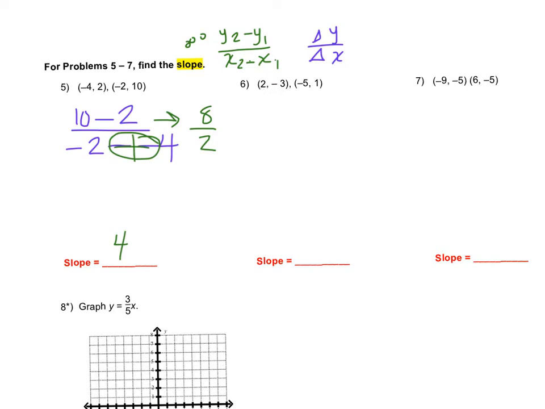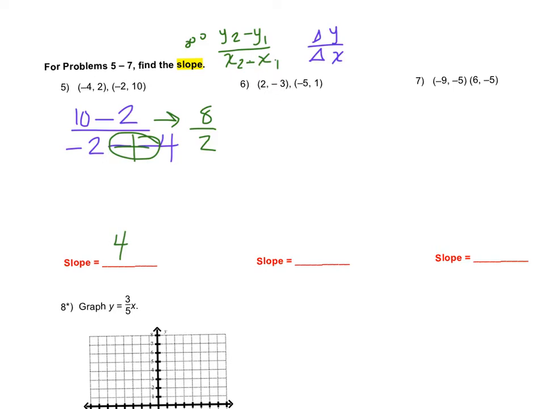So if one of the questions gives you the answer of 0 over 7, you must write that the slope is 0. Because that's very different than if they gave you an answer of 7 over 0, which is undefined. So those are very, very important.